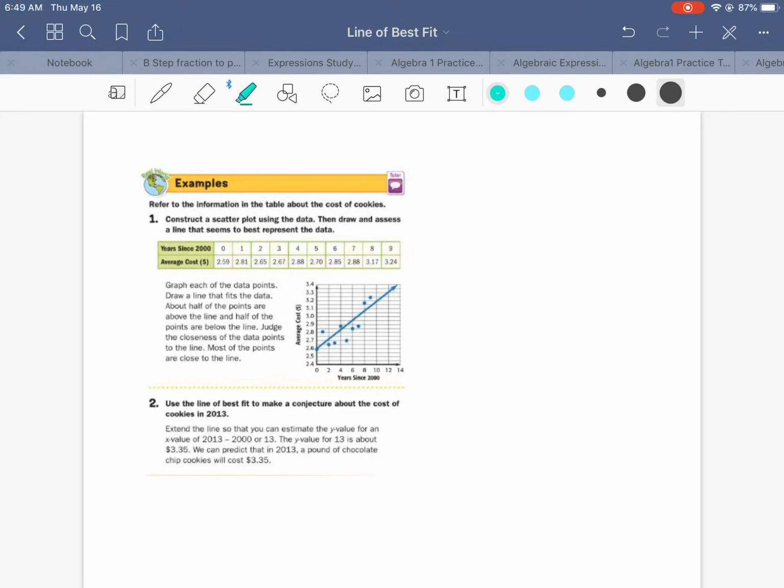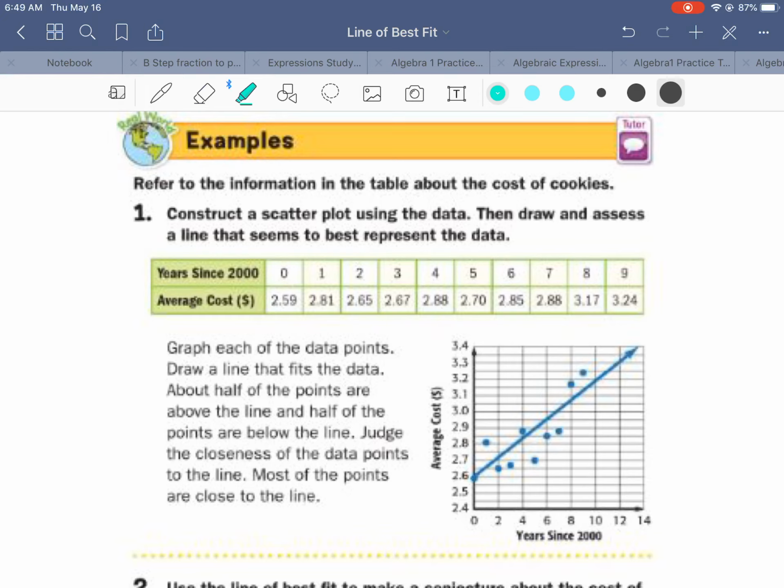Okay, let's do some examples. Refer to the information in the table about the cost of cookies. Construct a scatter plot using the data. Then draw and assess a line that seems to represent the data. So they've put the points in from the table. The ordered pairs would look like 0, 2.59, 3, 2.67, etc. Those are your ordered pairs. This is your x right here, and this is your y.